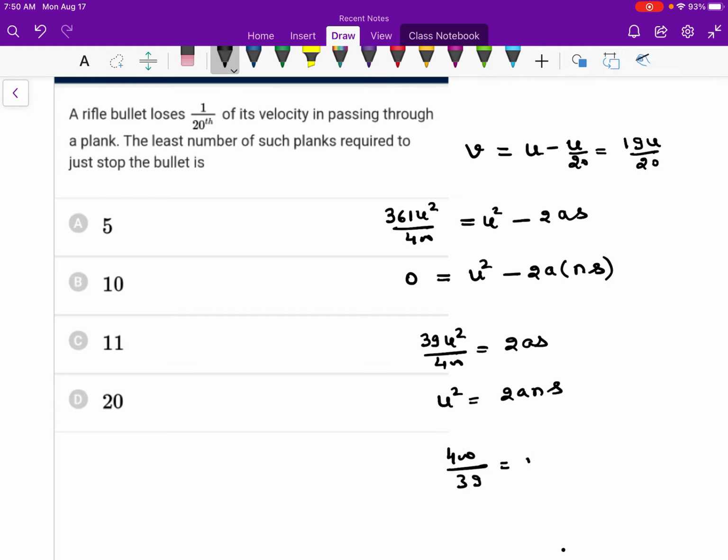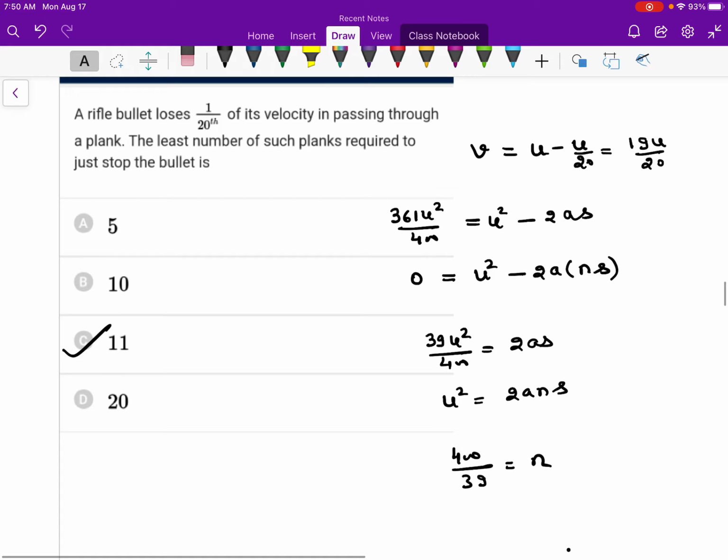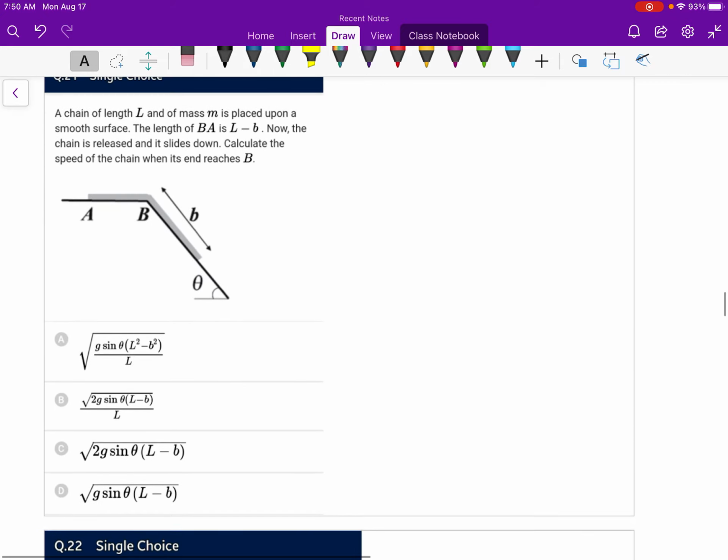Now dividing both, 400 upon 39 is equal to n. So this is 10 point something. So the minimum number of planks should be 11. So C is the correct option.